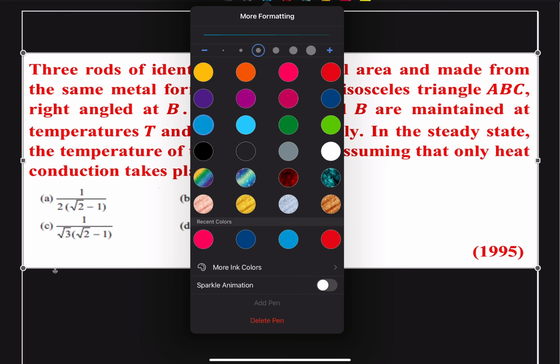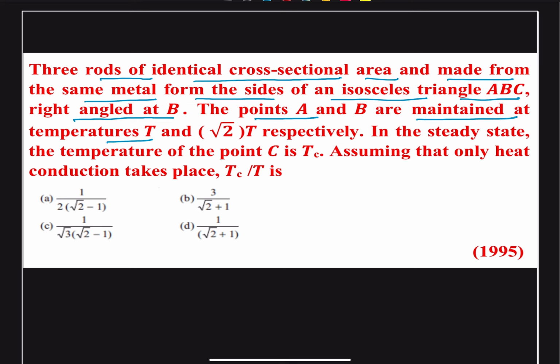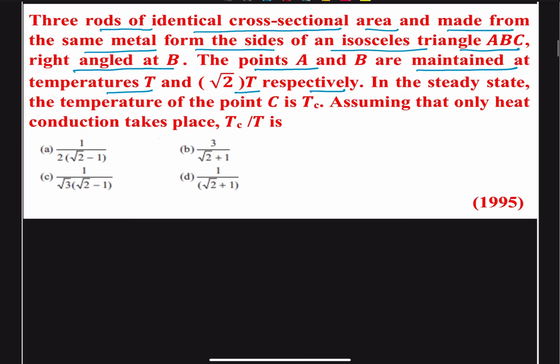Three rods of identical cross-sectional area and made from the same metal form the sides of an isosceles triangle ABC, right angle at B. The points A and B are maintained at temperature T and square root of 2 multiplied by T respectively. In the steady state, the temperature of the point C is Tc. Assuming that only heat conduction takes place, the ratio of Tc upon T is given by.